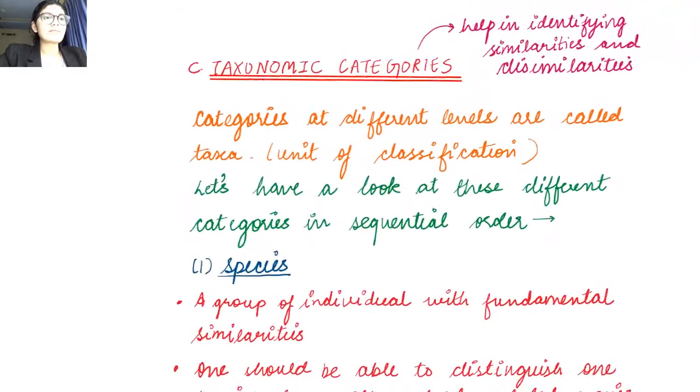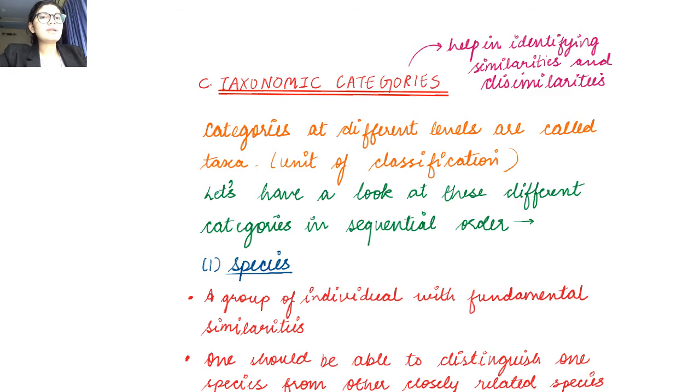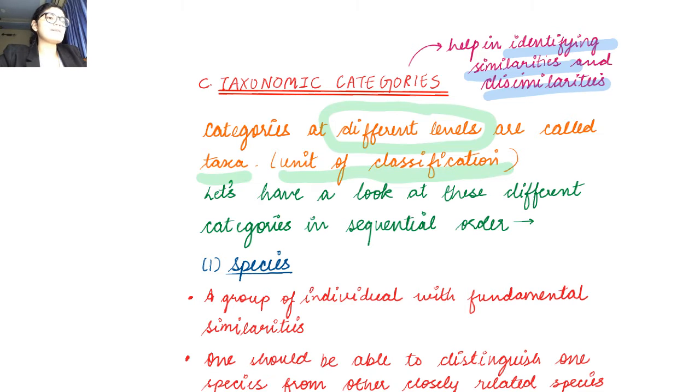Alright. Now, coming to taxonomic categories. Taxonomic categories help in identifying similarities and dissimilarities between organisms. So, categories at different levels are called taxa, which is a unit of classification. Alright. So, for example, when I say kingdom plantae or kingdom animalia, so the kingdom is a taxa. It's a unit of classification.